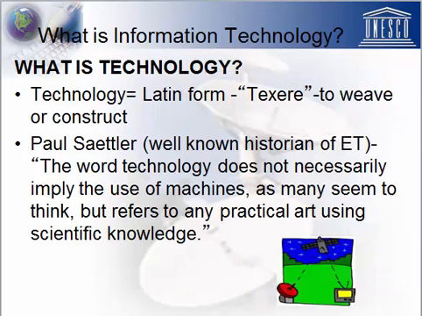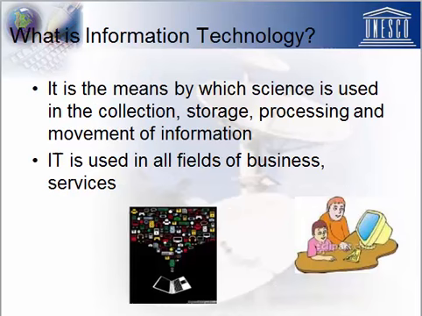Technology. Technology is not necessarily only the use of machines, as most of us think, but it is a practical art of using scientific knowledge. So, combining the two together, what we have is information technology, which means it's a science that is used in collection, storage, processing and movement of information. Information technology is not restricted only to business or services. It is used in all possible fields and more so in education.